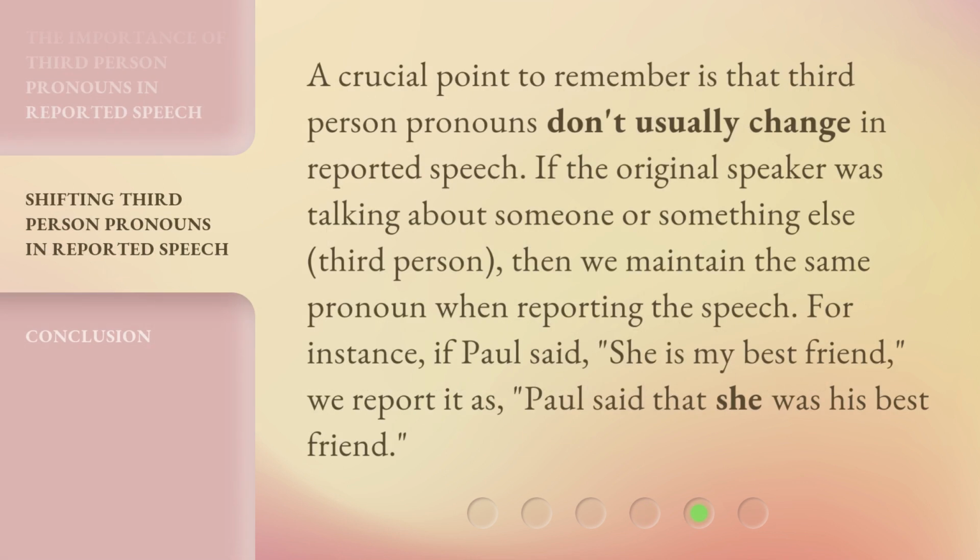A crucial point to remember is that third-person pronouns don't usually change in reported speech. If the original speaker was talking about someone or something else, third person, then we maintain the same pronoun when reporting the speech. For instance, if Paul said, "she is my best friend," we report it as, "Paul said that she was his best friend."